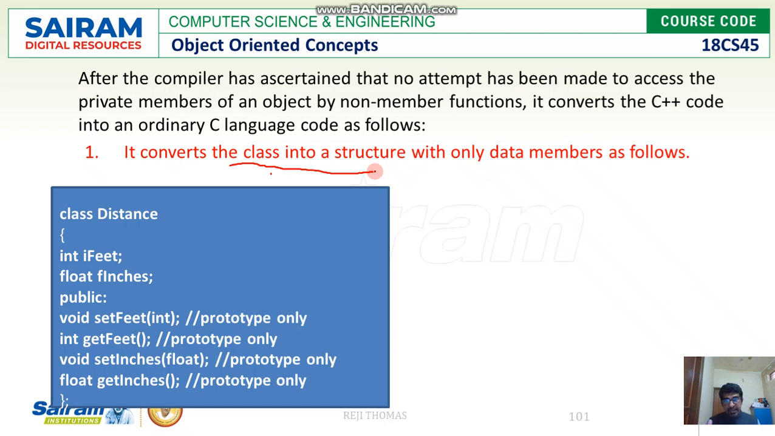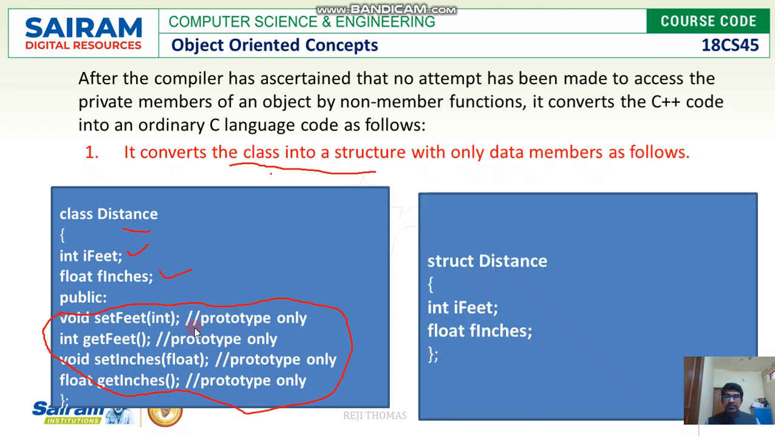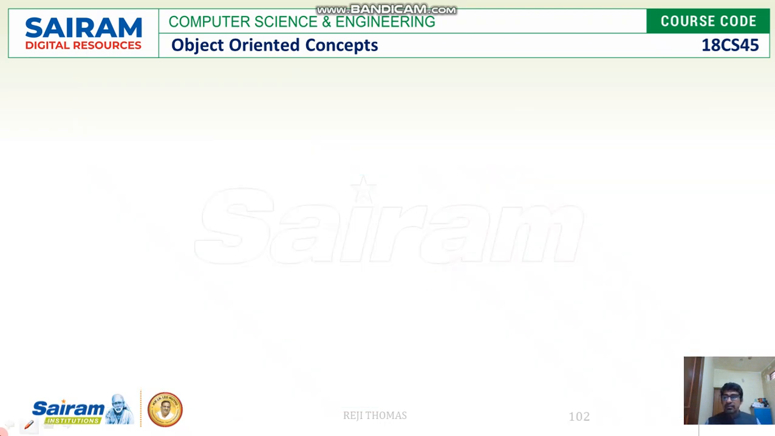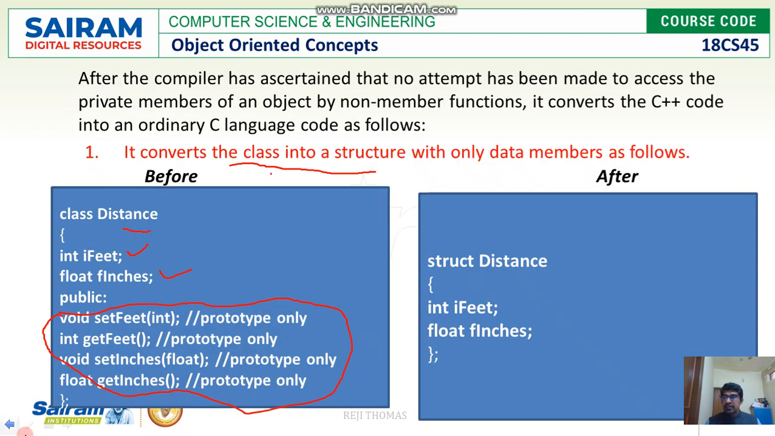We know that a class contains data members as well as member functions. You can see here we have a class called Distance, where feet and inches are the data members and the rest are member functions. This will be converted into a structure with only data members. This part got eliminated. So this is the first thing the this pointer does.